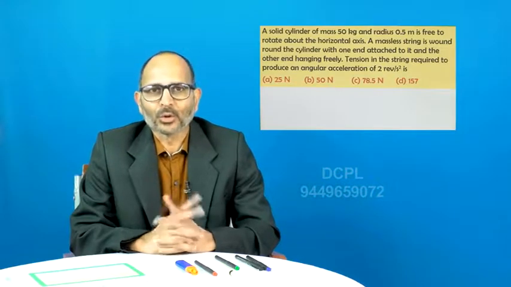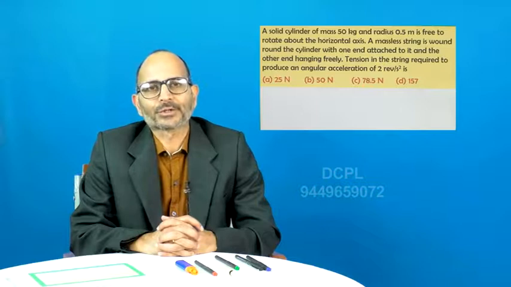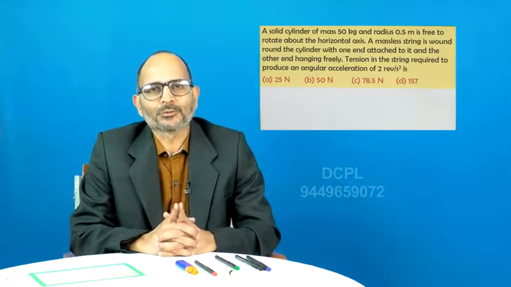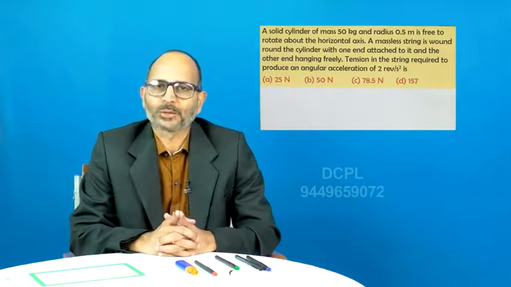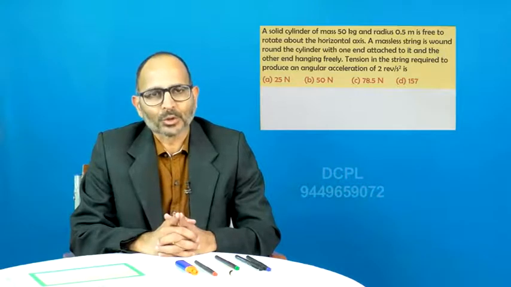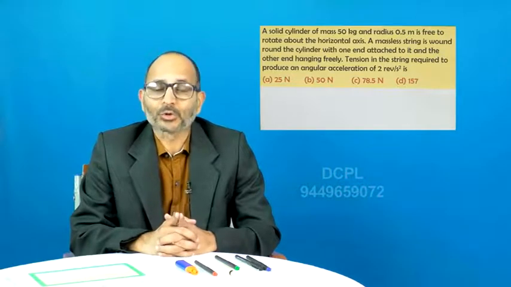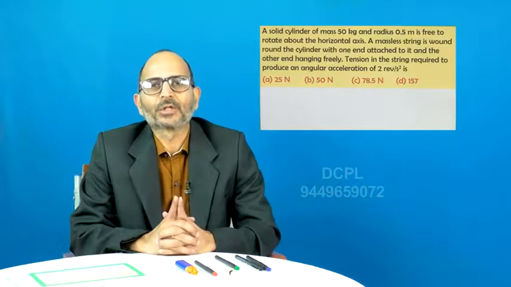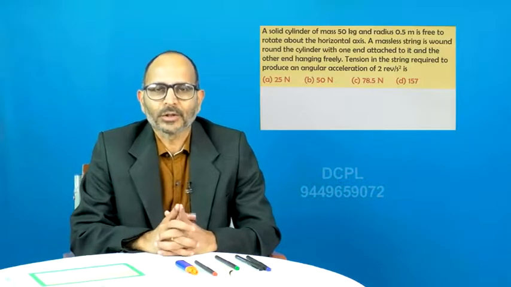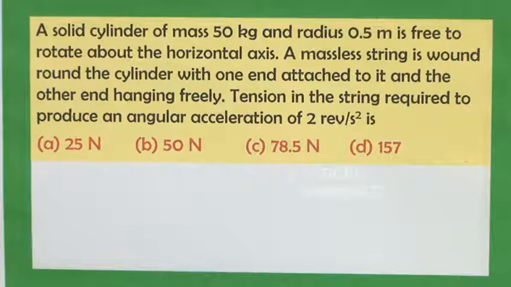Remember, the fan as a whole is rotating about a fixed axis, whereas the particles belonging to the fan are undergoing circular motion. And another thing is, circular motion was a part of translatory motion, and now what we are discussing is rotational motion. So, here there is a problem on pure rotation. Let me read it for you once. A solid cylinder of mass 50 kg and radius 0.5 meters is free to rotate about a horizontal axis.